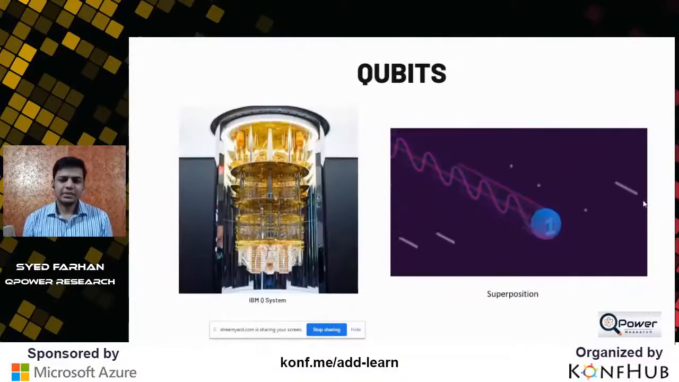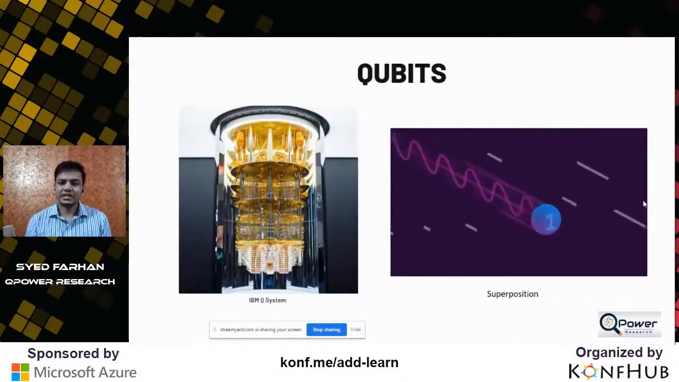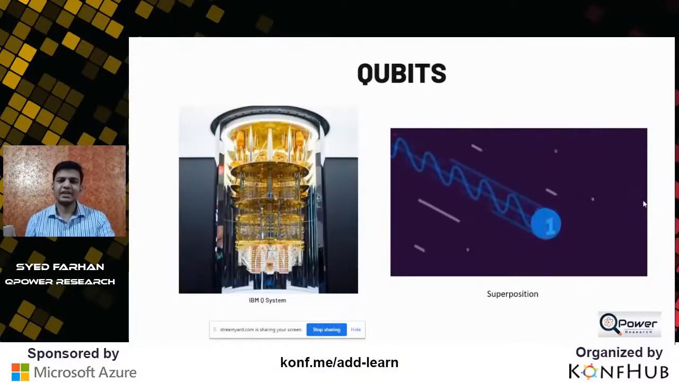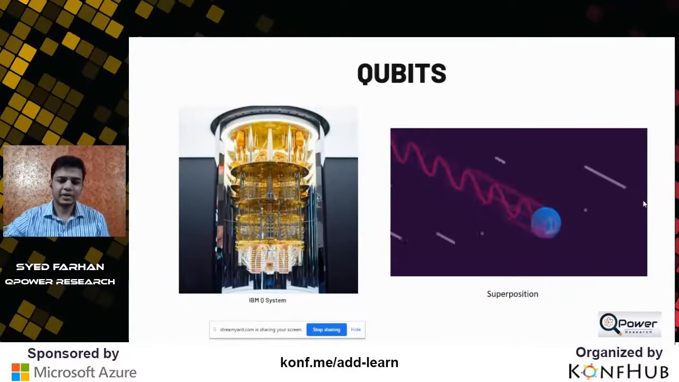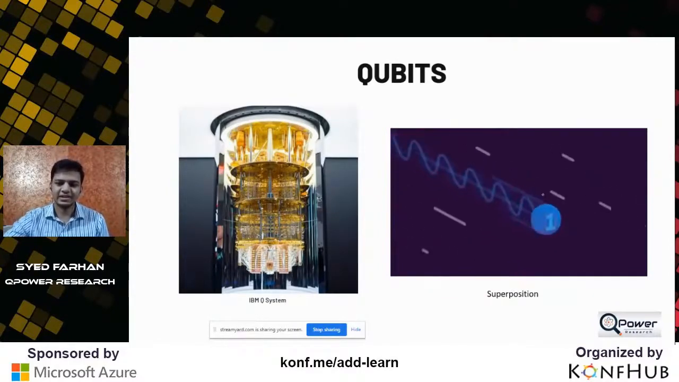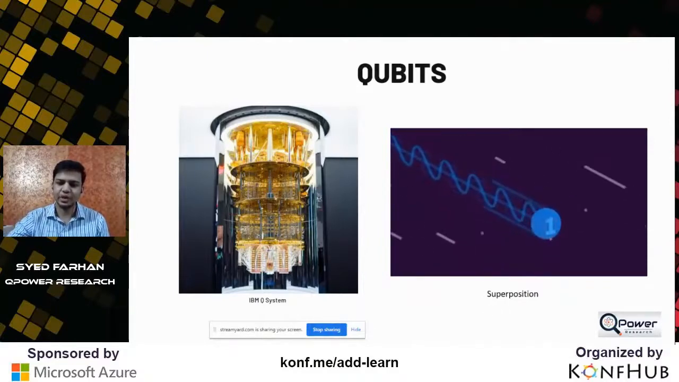So the basic building block of a quantum computer is a qubit. A qubit is the building block wherein the unit is in a superposition of both states, 0 and 1.